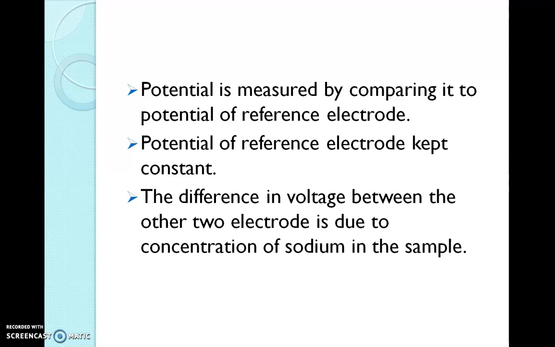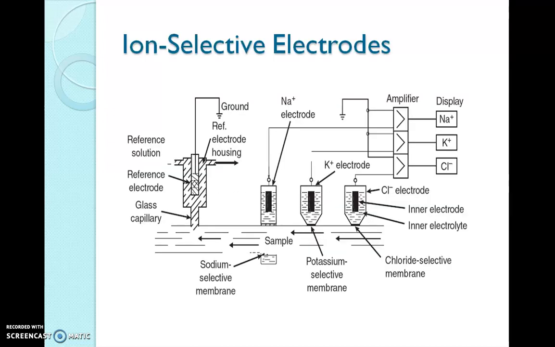The potential of the reference electrode is always kept constant. Why do we have to keep it constant? Based on this potential, we compare with the potential of the tested sample. The difference in voltage between the two electrodes taken for testing is due to the concentration of sodium in the sample. The potential is conducted by the inner electrode to the input of a very high input amplifier, which is shown in this diagram.